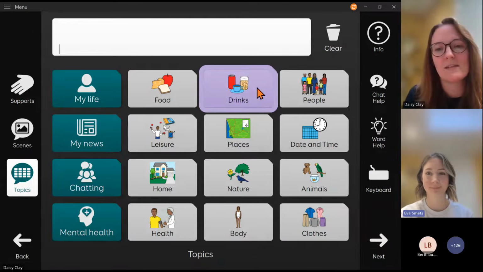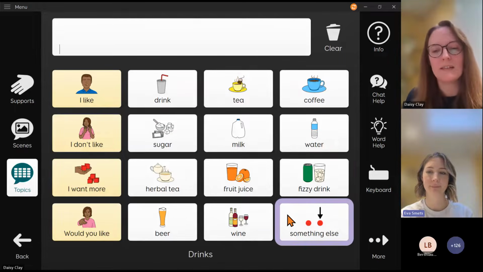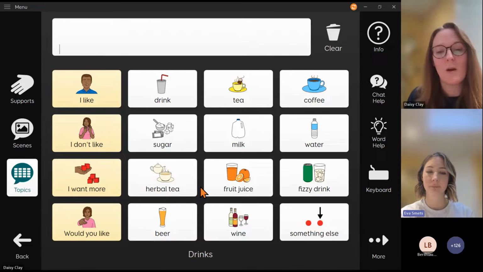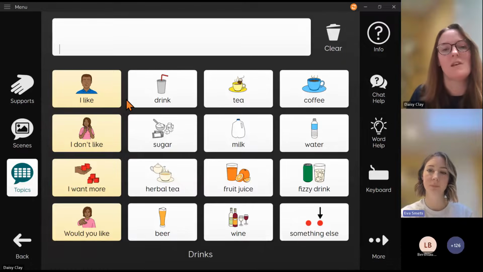So if I go into drinks, we've got a word list, we've got the "something else" consistently always there in the bottom right corner, and a couple more spaces for vocab items. But we've also got some sentence starters and useful phrases, so that people who are using Duo 16, if they're able to, could start to combine.